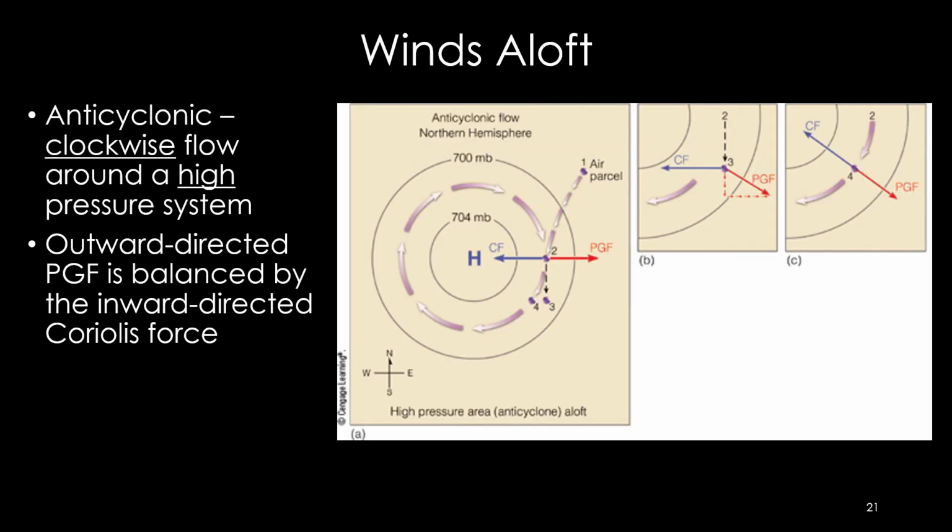The opposite is true for the high pressure system. So we have this clockwise flow, and the pressure gradient force is pulling the air out of a high pressure system, but this is being balanced by the inward directed Coriolis force. And so we just end up with a clockwise spin around a high pressure system.